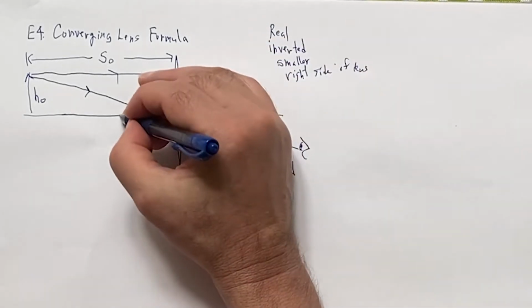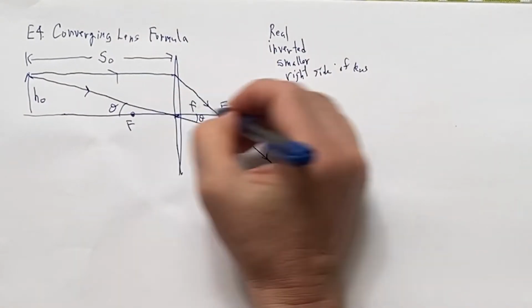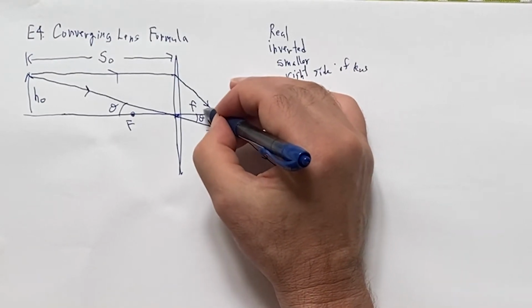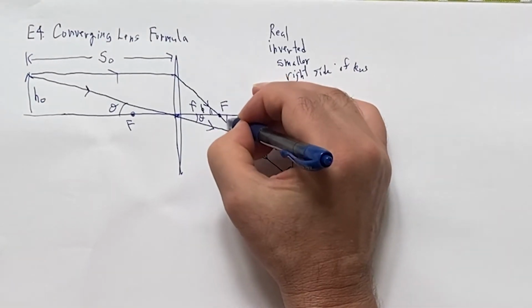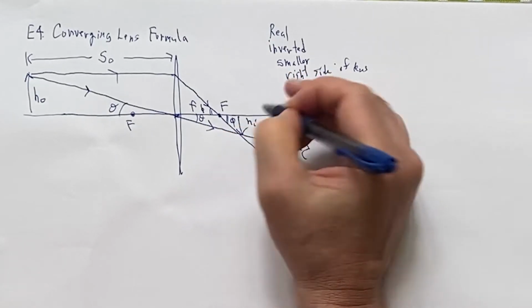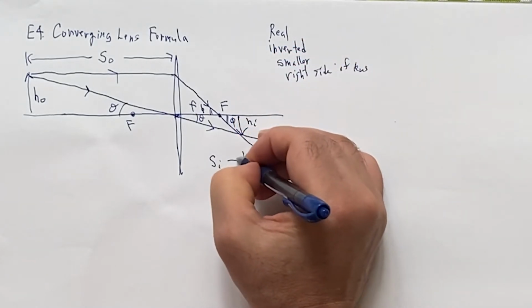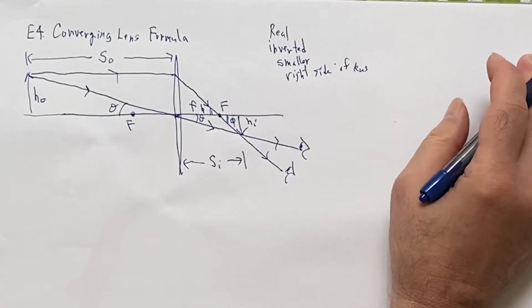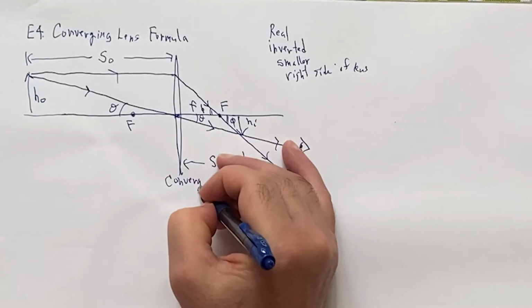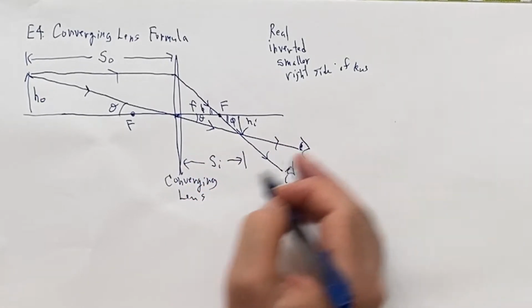So if we look at this angle here as theta, then this angle here is theta because the lines cross. And if we look at this one here as phi, then this one here would be phi also. And this is the height of the image. And this distance here is the image distance from the lens. And that's just to emphasize, that's a converging lens.